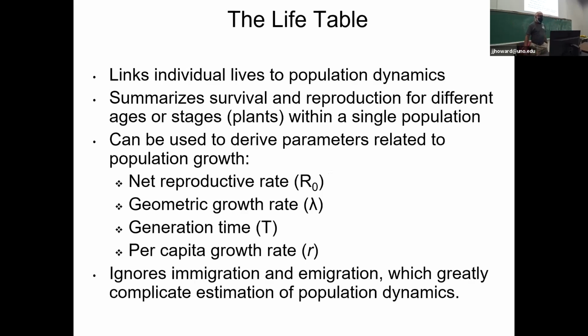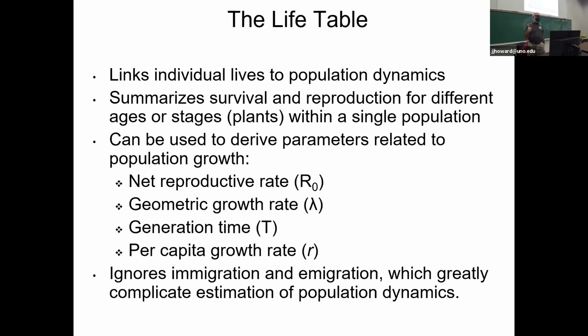So life tables then are a crucial part of ecology because they link individual lives and population dynamics. They summarize the survival and reproduction for different ages, or in the case of plants, and actually a few animals too, stages within a single population. And we'll explain when you want to use ages and when you want to use stages as we go along. So we can derive 4 things from the life table.